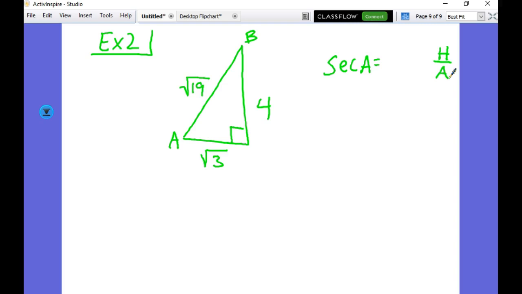So, Amanda, if secant is hypotenuse over adjacent, and my reference angle is what? Good. So if my reference angle is A, then my hypotenuse is the square root of 19. My adjacent is the square root of 3. Okay, now here's why these ones are a little bit more of a pain in the butt.